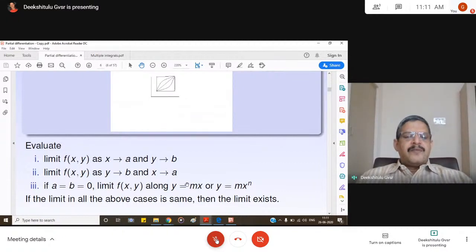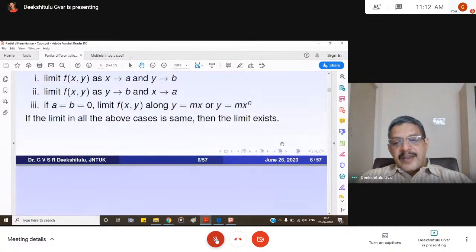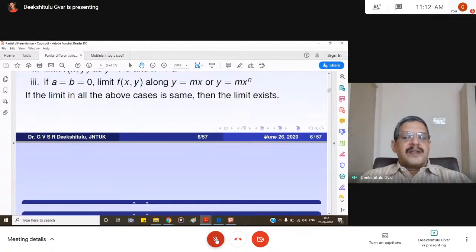We cannot do it for every polynomial, for every value of n. Basically, we do these two: y is equal to mx and y is equal to mx square. In all the 4 paths, the first, second, third, and fourth, if the limit is the same, then we say that the limit exists. If in any case the two limits are not equal, then the limit does not exist. Let us see problems.